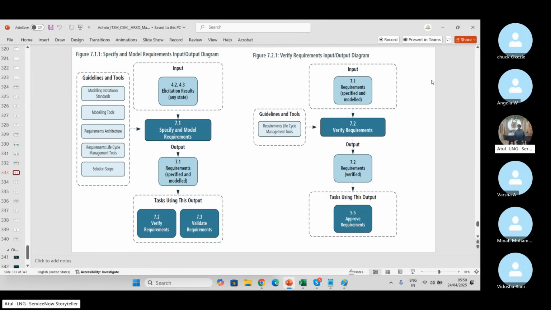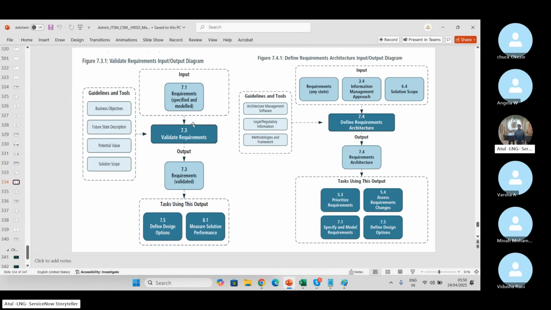Sorry, that is the change process only, which we discussed. For requirement changes, that process needs to be followed. Once you verify, then you can validate.